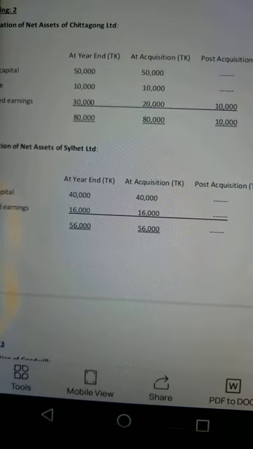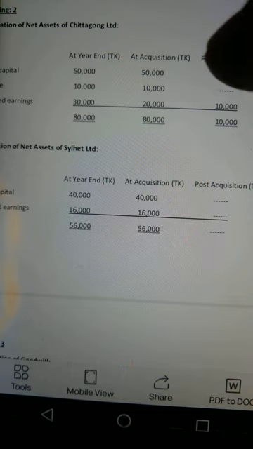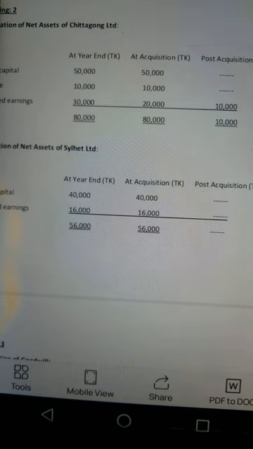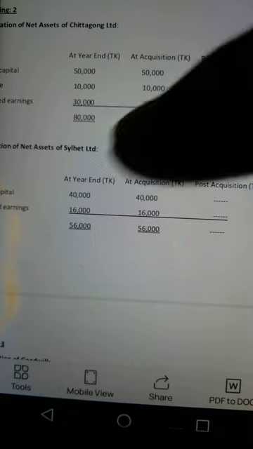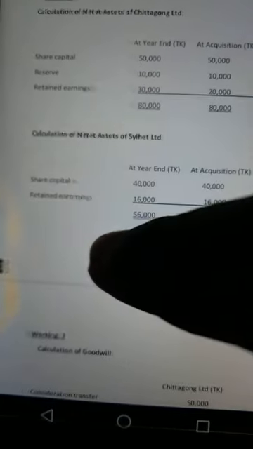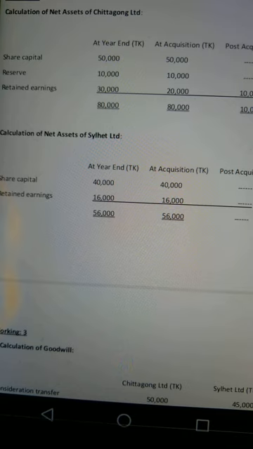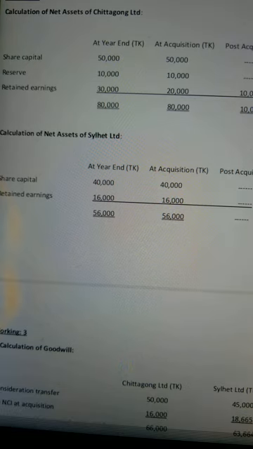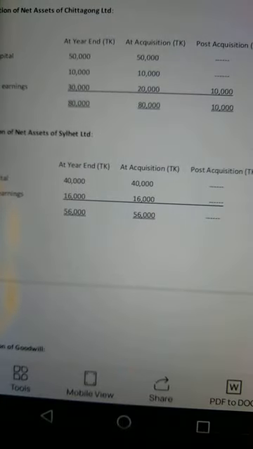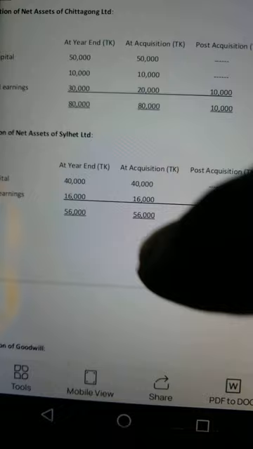Every time, whatever the value is, always remember that the formula of post acquisition is at year end minus at acquisition. And very simply, as we have talked about, Sylhet Limited has 40,000 as we have seen in the table. So it will also be 40,000 minus 40,000, which is equal to post acquisition nil.